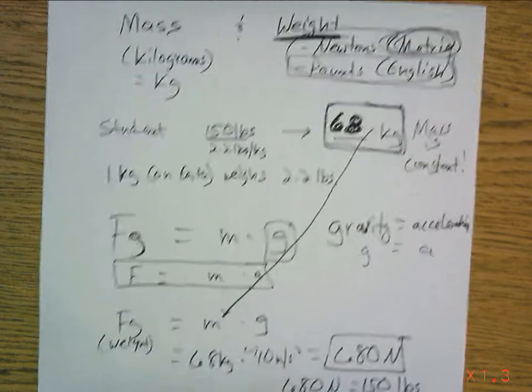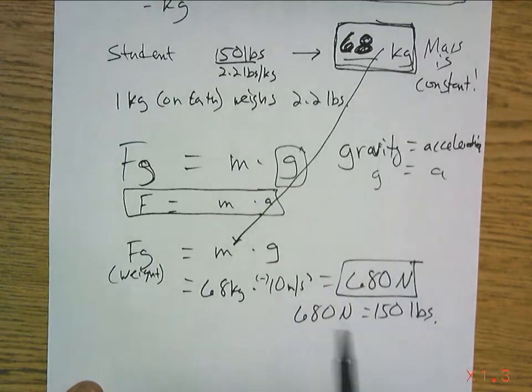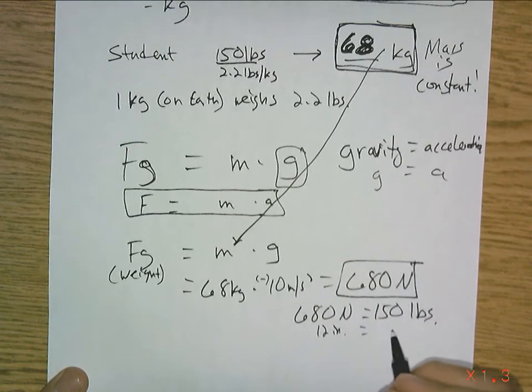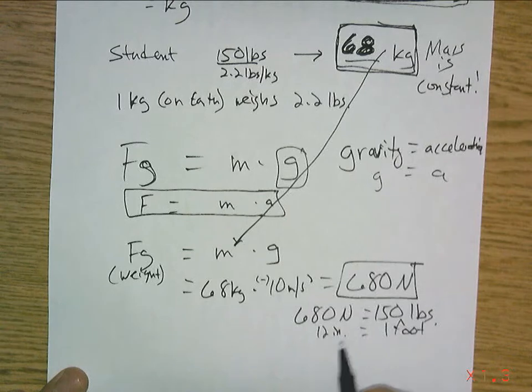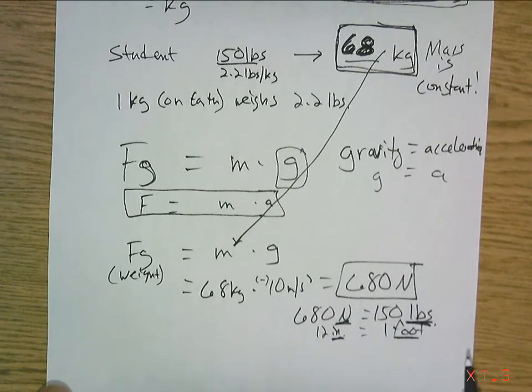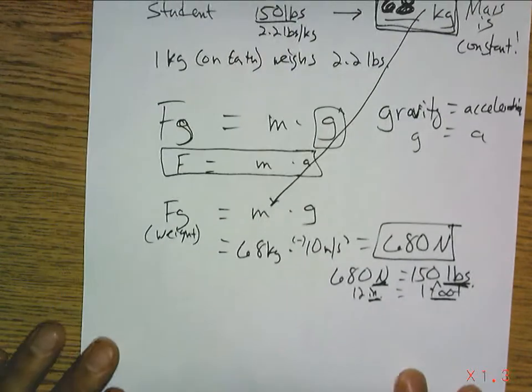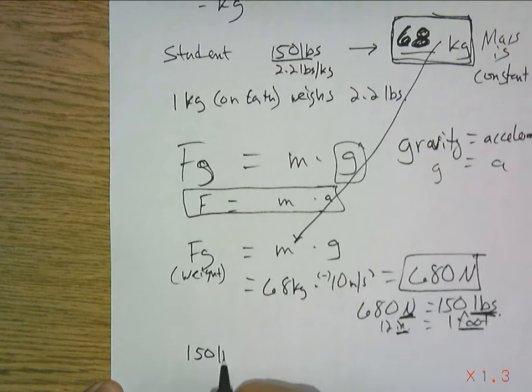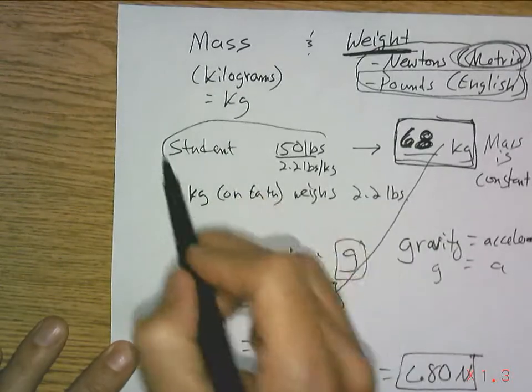It's the equivalent of making a statement like 680 newtons equals 150 pounds, just like saying that 12 inches equals 1 foot. These are different units of measurement, as newtons are different than pounds. So let's convert this student. Let's say the student weighs 150 pounds, the same student from above.